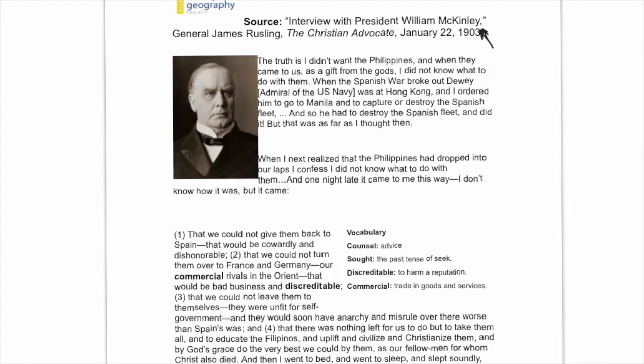So as we go through this document, we'll find that in the first paragraph, he references the Spanish-American War. This is an event. This will help us contextualize this document. And we know that that was in 1898. Some other events referenced in this paragraph: the destruction of the Spanish fleet, and he also says that one night it came to him.